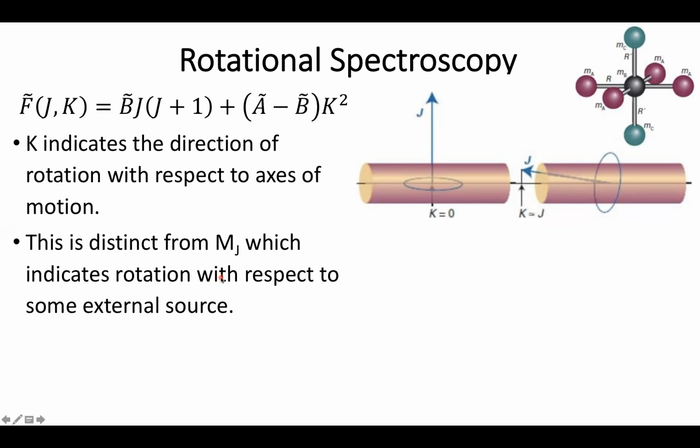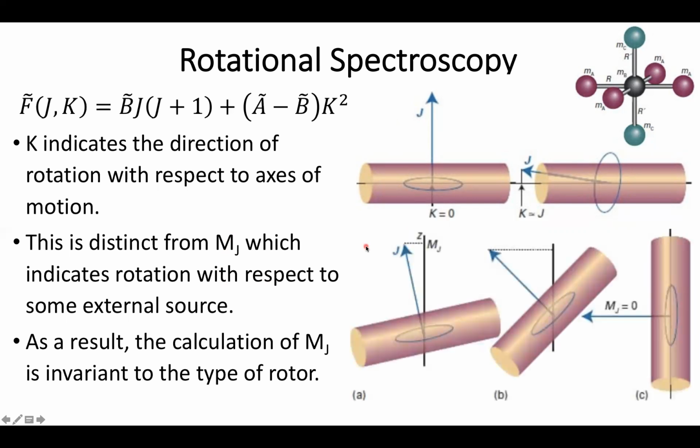But m sub j indicates the rotation with respect to an external source. So I have some detector that I'm going to call in the z direction. And then I'm going to be seeing how much of that motion occurs into the z direction. So let's look at essentially 3 cases where k equals 0. So we can have most of that angular momentum happening in the z-axis, at which point m sub j equals j. Okay, we've seen this before.